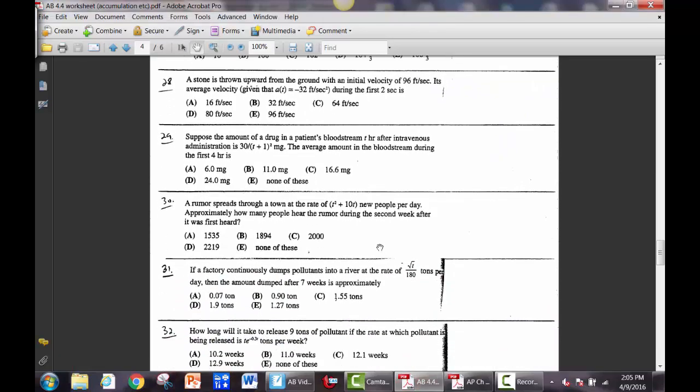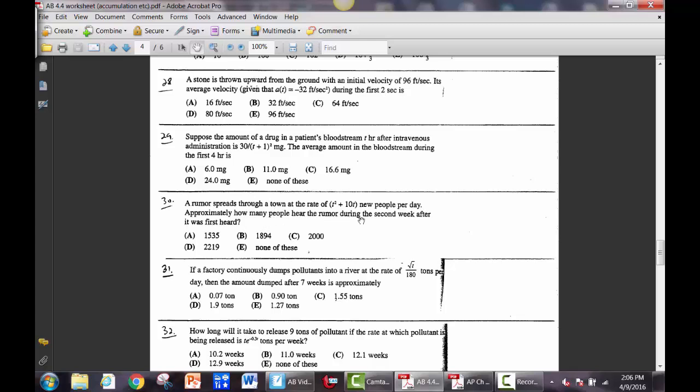Number 30, a rumor spreads through a town at the rate of t squared plus 10t new people per day. Notice it's a rate, okay? They say the word rate, people per day. This is a derivative. Approximately how many people hear the rumor during the second week after it was first heard? So how many people is the total accumulation of people?